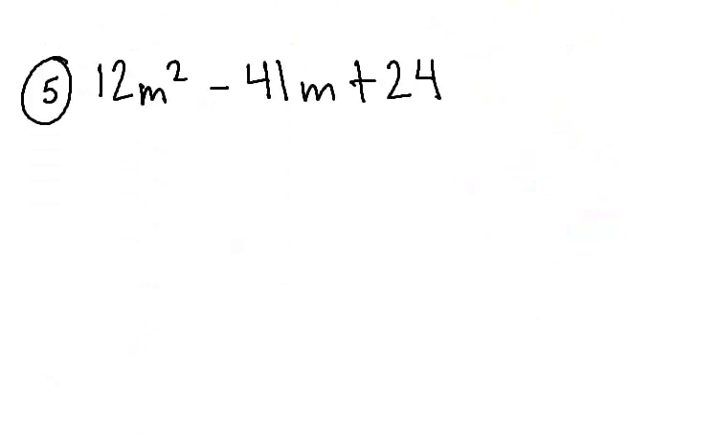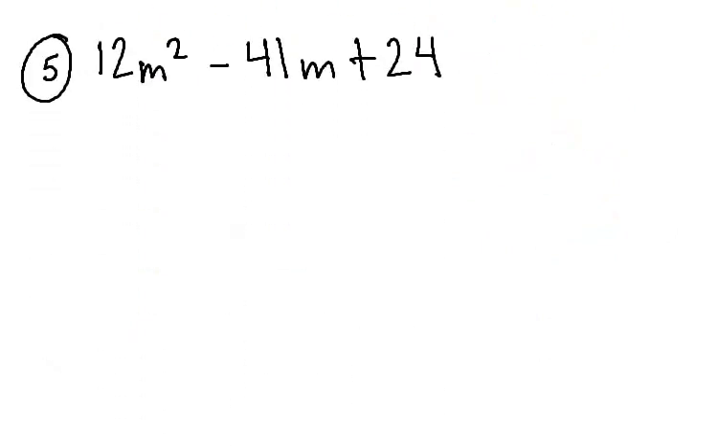Okay, we're going to do another one. In this case, we have 12m squared minus 41m plus 24. To get 12, there are several options: 6 times 2, 12 times 1, 4 times 3. And to get 24, there are also a lot of options. So you have 6 times 4, you have 2 times 12, you have 24 times 1, you have 8 times 3. There are a lot of options. So you keep trying. You might fail on some of them, but you keep trying until you find a correct combination. Okay, so the numbers we're going to use in here are 4m and 3m.